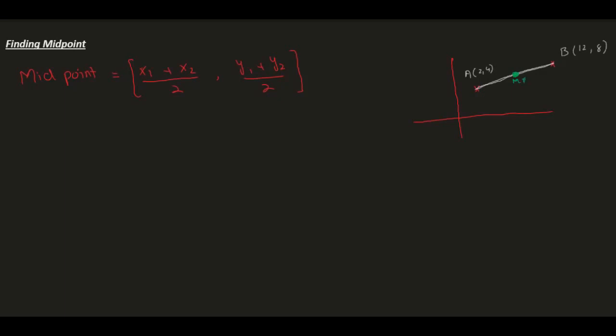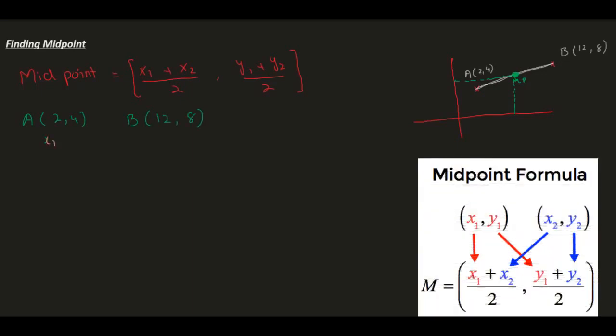So what this formula gives me is the coordinates for this point, the value of the x and the value of the y of this point. I can find that through this formula. So if I have to find the midpoint of A and B, A is 2 comma 4 and B is 12 comma 8. I'm going to label them x1 and y1, and x2 and y2. So I am going to plug these values into the formula.